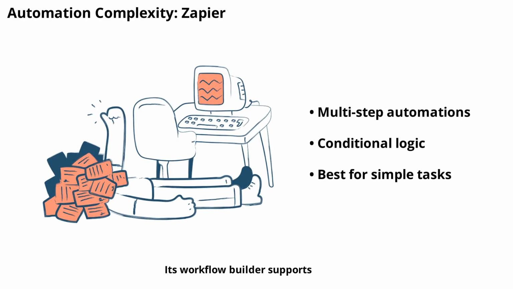Zapier excels at automating straightforward, repetitive tasks. Its workflow builder supports multi-step automations and conditional logic, but may struggle with highly complex or branching workflows. For most finance teams, Zapier's capabilities are more than sufficient, but organizations with advanced automation needs may encounter limitations.